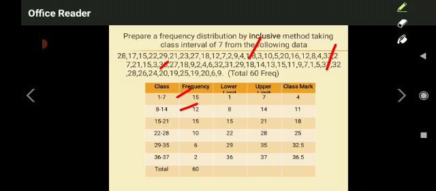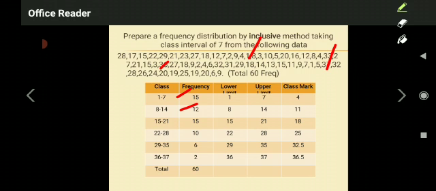If time permits, you can also write the lower limit, upper limit and class mark for that question. Between 1 to 7, which is the lower limit? 1 is the lower limit and the upper limit is 7. You know why it is 7? 7 is given in the question paper. And the class mark is 4. You know why? 1 plus 7 is 8. 8 divided by 2 is 4.